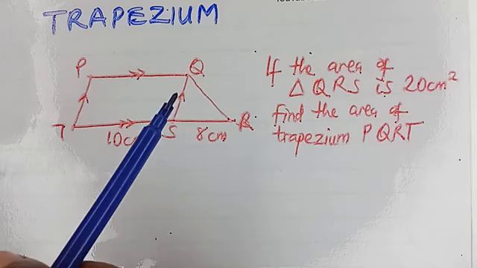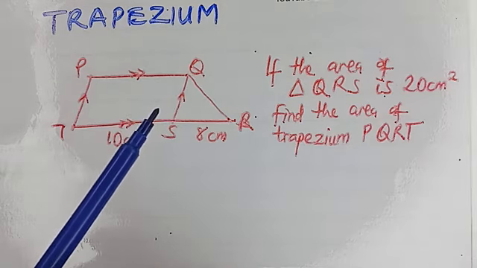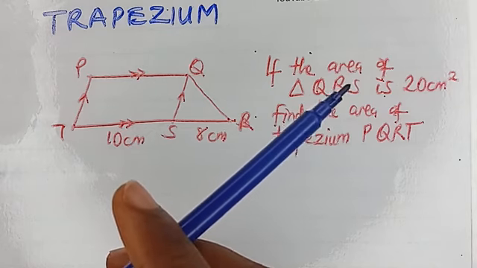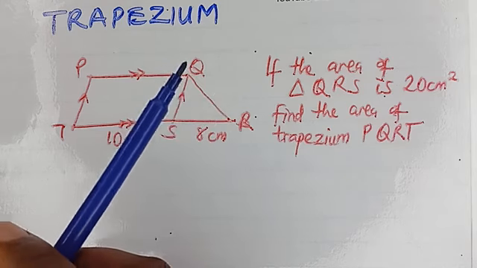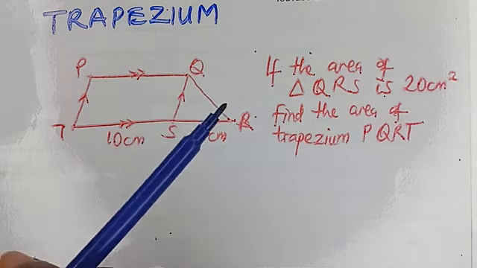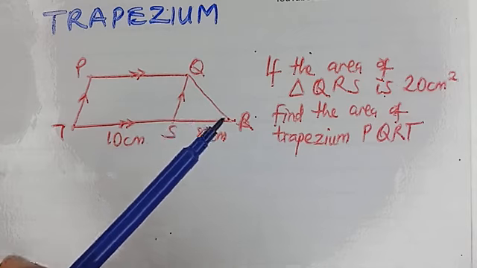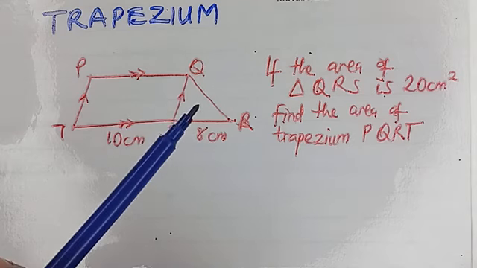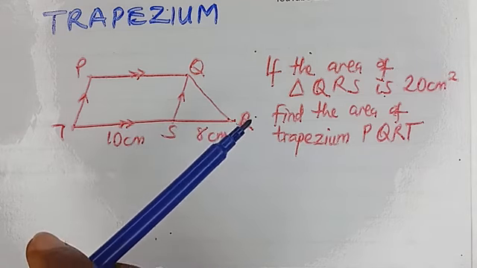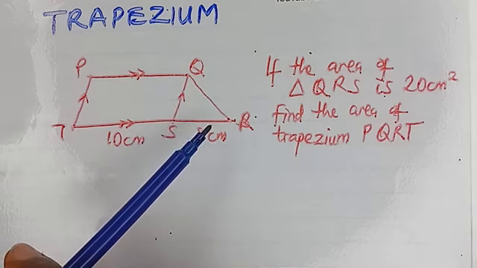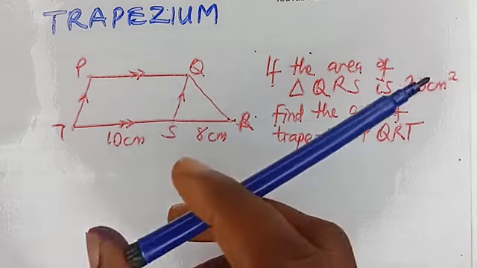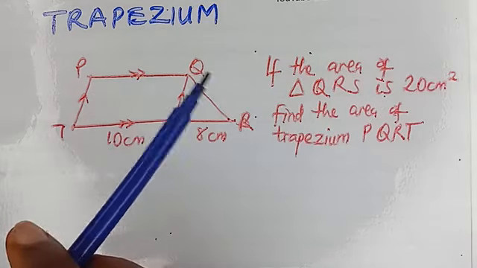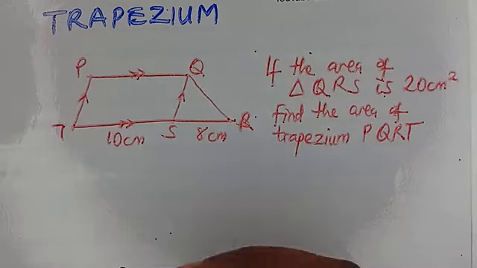We don't know the height of this trapezium. So we now look at what was given. The area of triangle QRS is 20 cm², and we have this side, the base. So we know that the area of a triangle is half base times height. So half of the base, which is given as 8 cm, times height. Since we know the area, we get the height and then solve for the area of the trapezium. Easy now? Okay.